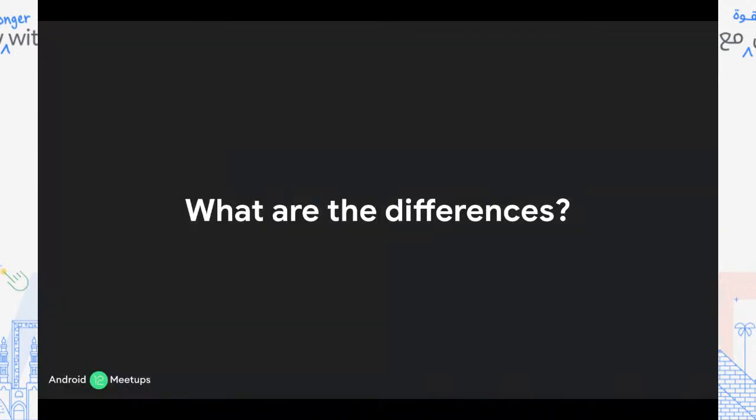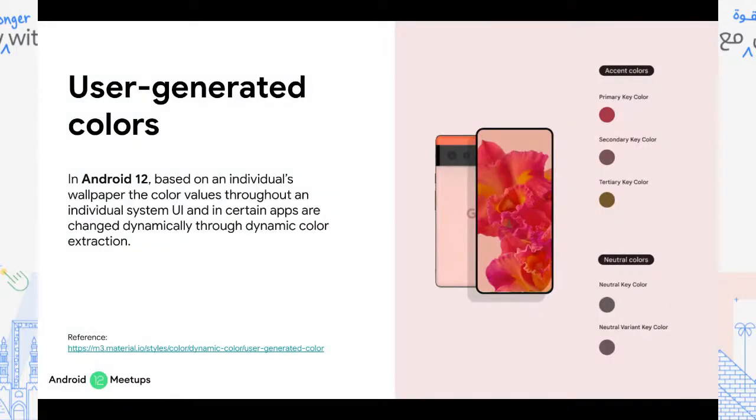So, what are the main differences between Material Design 2 and Material Design 3? The main difference is the user generated colors, which are also called dynamic colors. As we said earlier, in Android 12, based on an individual's wallpaper, the color changes for the operating system and some of its default apps. They are dynamically changed through a dynamic color extraction algorithm.